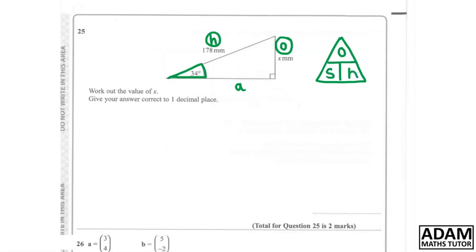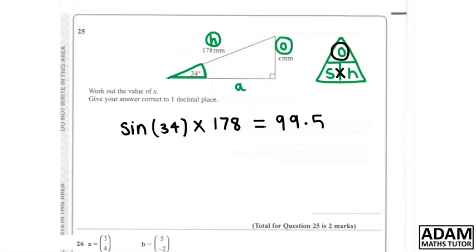And because I'm working out the value of x, which is the opposite, I cover that one up, and that tells me that I need to multiply these together. So sine of the angle, which is 34, don't forget to close the bracket, and multiply this by the hypotenuse, which is 178, and this gives us a value of 99.5 to 1 decimal place. So the answer is 99.5 millimeters.